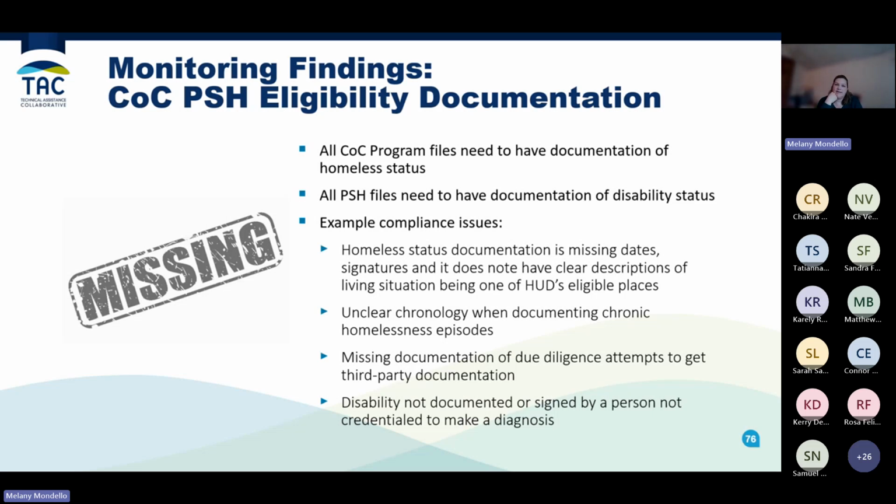This is specifically about CoC PSH, but it applies to all housing programs in that this is what HUD is seeing. It's like the number one compliance issue. It's a homeless dedicated project. You have to document homelessness. So the example under compliance is homeless documentation that's missing dates. There are no signatures. It just says that Melanie is experiencing homelessness. It doesn't say the place, so I can't tell if HUD will think it's homeless. That part applies to everyone. The rest of it applies more to just CoC PSH projects that are doing chronic homelessness.